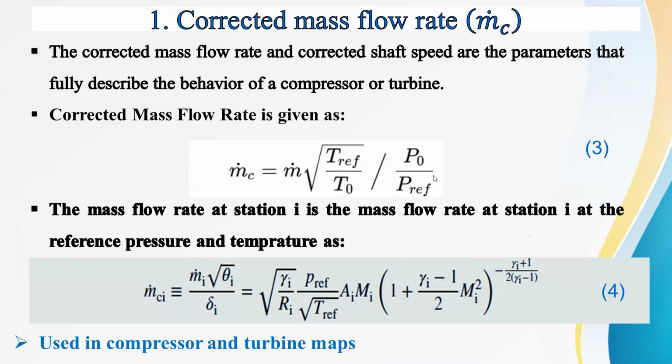The first corrected factor is corrected mass flow rate, or m dot c. The corrected mass flow rate and corrected shaft speed are the parameters that fully describe the behavior of a compressor or turbine. Now, the first one is corrected mass flow, m dot c.